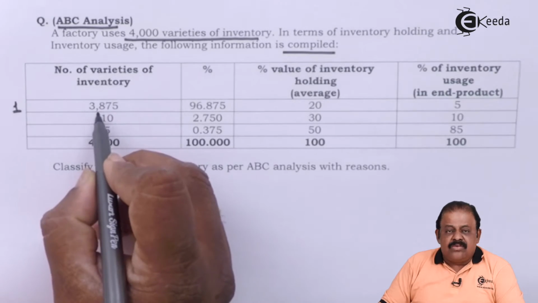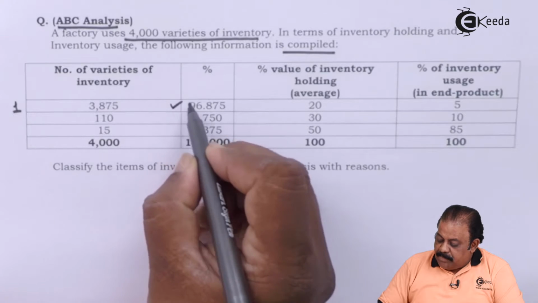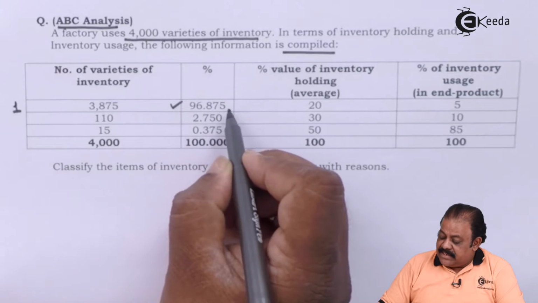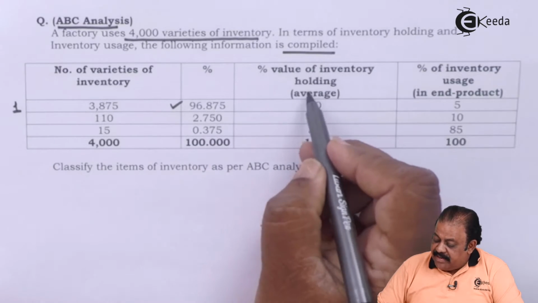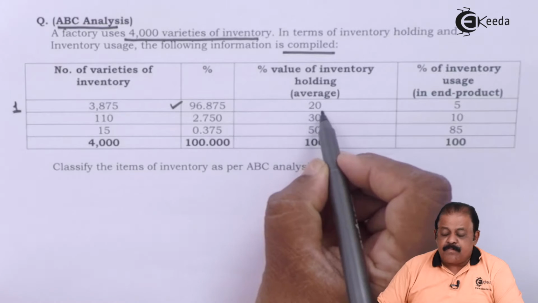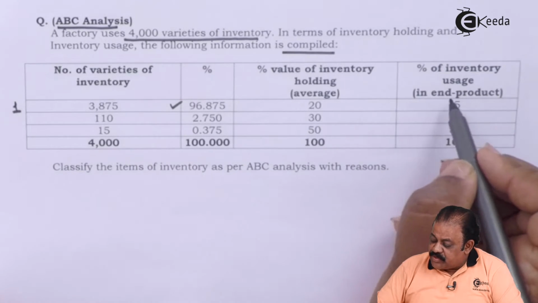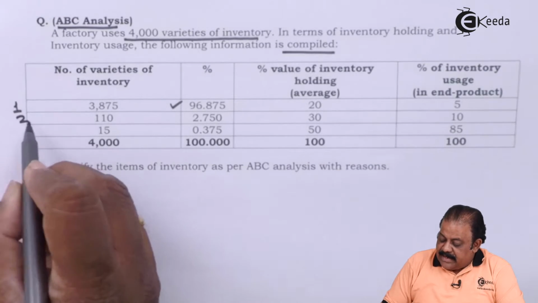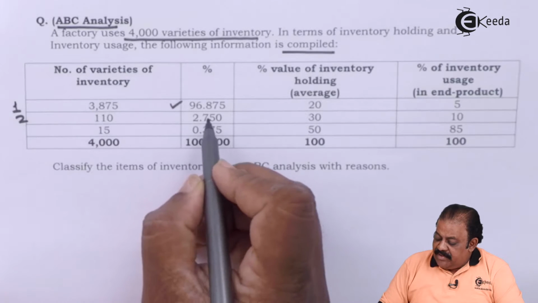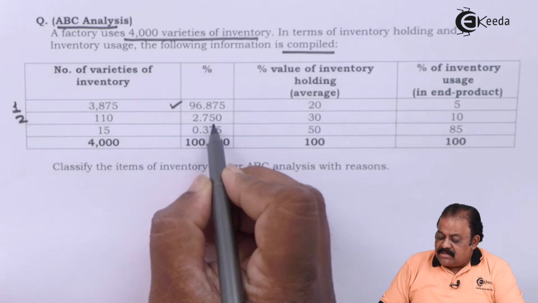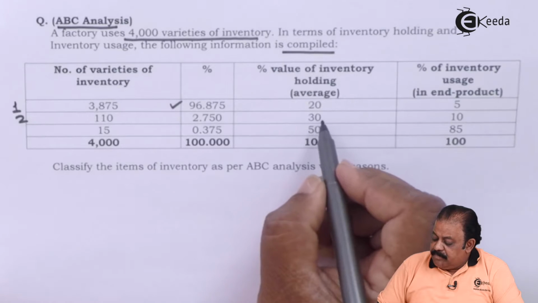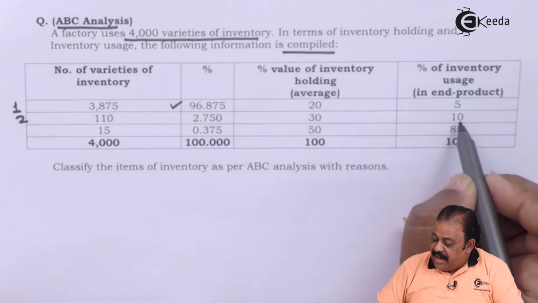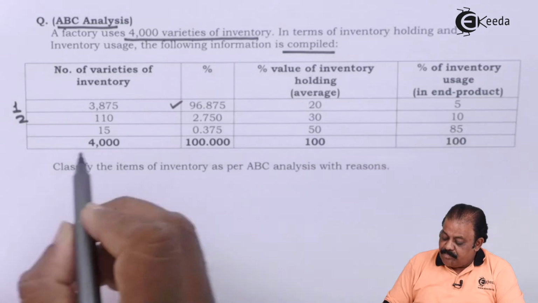total number 3,875. Its percentage is 96.875 percent. Percentage of value of inventory holding 20%. Percentage of inventory usage in end product 5%. Second, 110 items having percentage of 2.750, percentage of value of inventory holding 30%, and in final product is 10%.